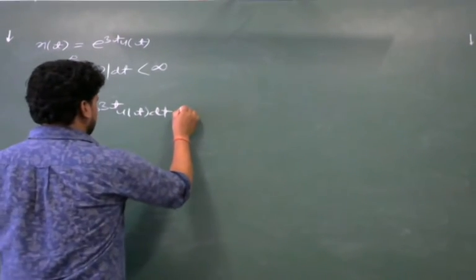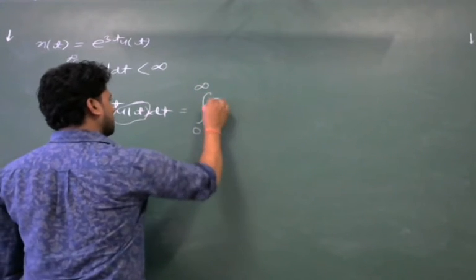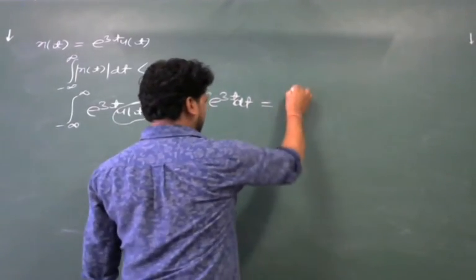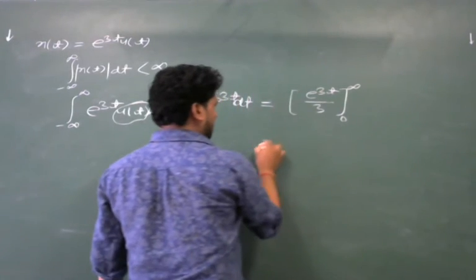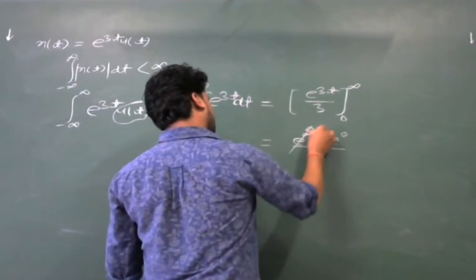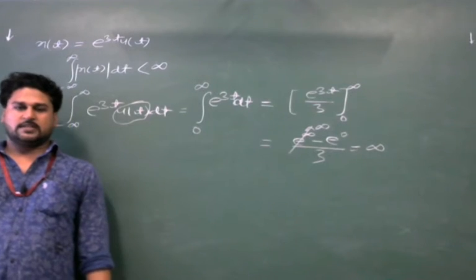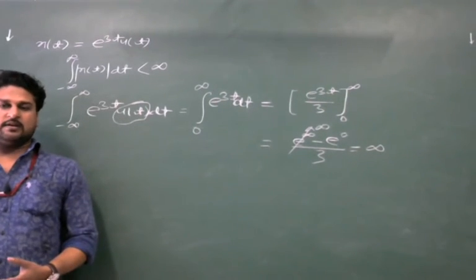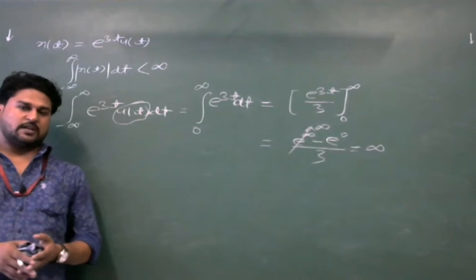Or we can write it as the integral, because u(t) is here again, I will remove it by simply putting the limit from 0 to infinity of e^(3t) dt. We know the integration of e^(3t) is e^(3t) by 3, limit from 0 to infinity, and this becomes (e^infinity minus e^0) by 3, and this goes to infinity, because the given signal e^(3t) u(t) is not absolutely integrable. It will not follow the Dirichlet condition for the existence of the Fourier transform. So we cannot apply the formula of the Fourier transform to get the Fourier transform of this signal directly.